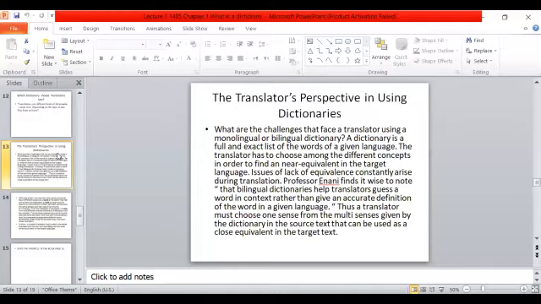Professor Anani finds it wise to observe that bilingual dictionaries help the translator guess a word in context rather than give an accurate definition of a word in a given language. Thus, a translator must choose one sense from the multi-senses given by the dictionaries in the source text that can be used as a close equivalent in the target text.